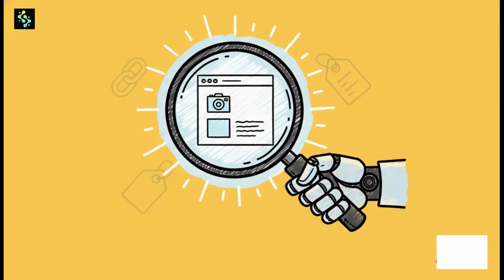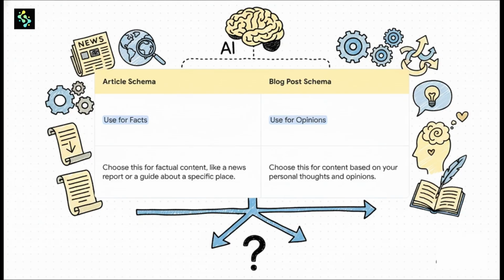And I really want to emphasize this. Schema markup isn't just another box you check off a list. Getting this right may be the single most important thing you do for AI visibility. So you're going to want to pay close attention to this part. So what does getting it right actually look like?